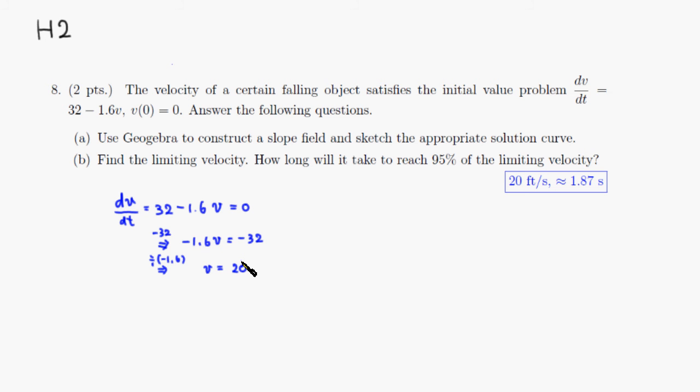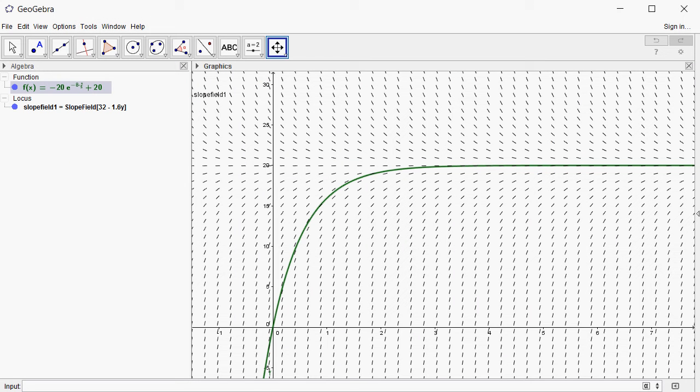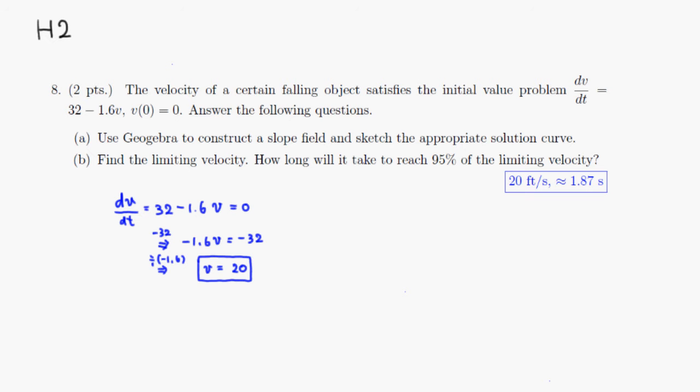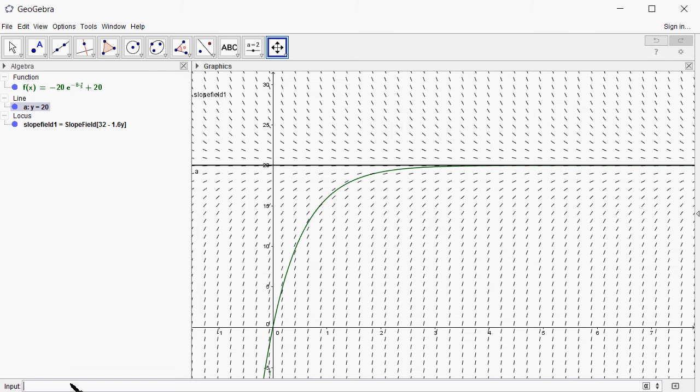So we got that, and let's see if we can draw this. This is the limiting velocity, and I'm going to put that in GeoGebra. So that's just y equals 20. This is the limiting velocity. Then what we want to do is find how long it will take to reach 95% of the limiting velocity. So I'm just going to multiply: y equals 0.9 times 20, where 20 was the limiting velocity. Here, this is the 95% of the limiting velocity.